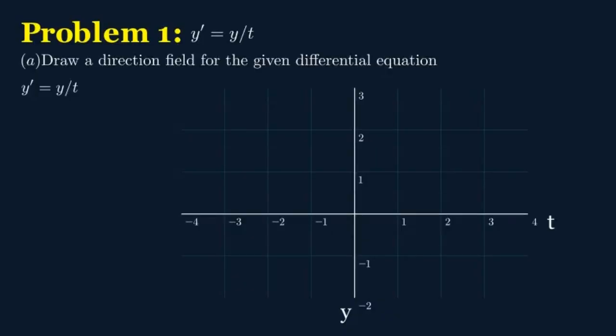Now we draw the slope at the point t equals 1, y equals 1. Now we draw the slope at the point t equals 1, y equals 2. Now we draw the slope at the point t equals 4, y equals 3. Now, we apply this idea to all points within our range of t and y values.